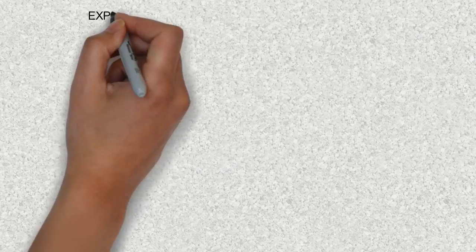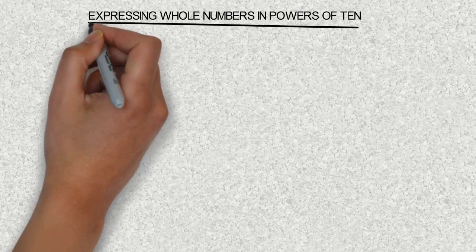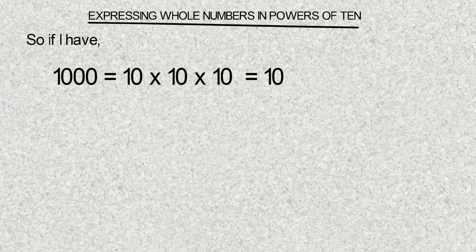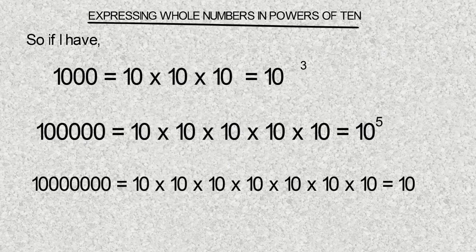So let's look at expressing whole numbers in powers of 10. If I have 1,000, 100,000, then 10 million, how do I do this? Expressing 1,000 in powers of 10, I have 10 times 10 times 10. So I have 3 tens, so I have 10 raised to power 3.